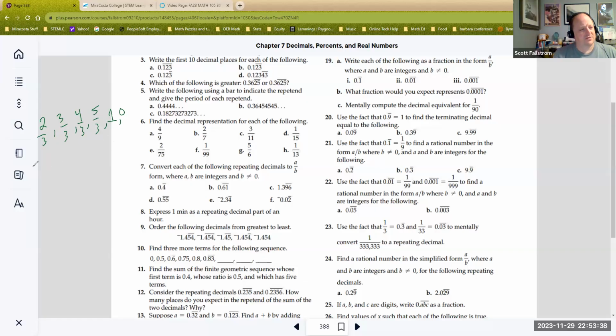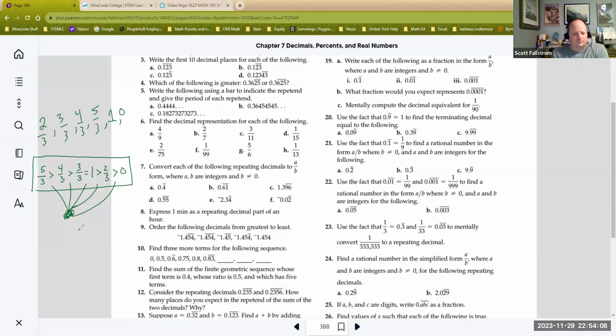Then you'd say, okay, well, the biggest one is 5/3. So write your 5/3. That's the biggest. The next up is 4/3. That's the next biggest. Then you've got 3/3, which is actually equal to the number 1. And that is greater than 2/3, which is greater than 0. So you could write it like this with the symbols between indicating the relationship between the numbers.